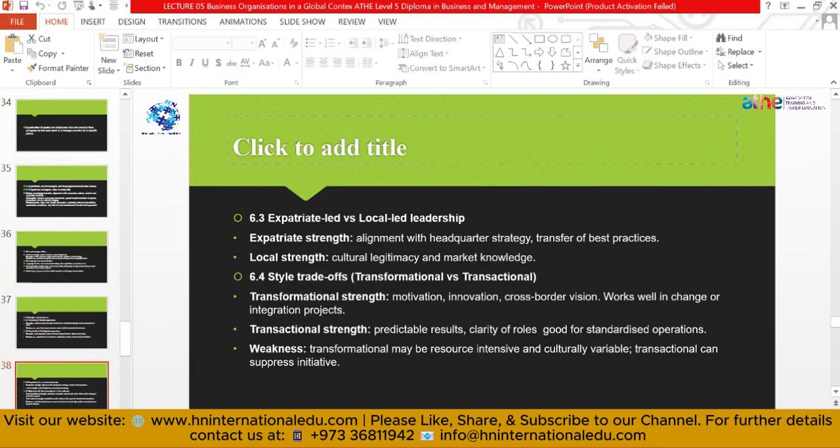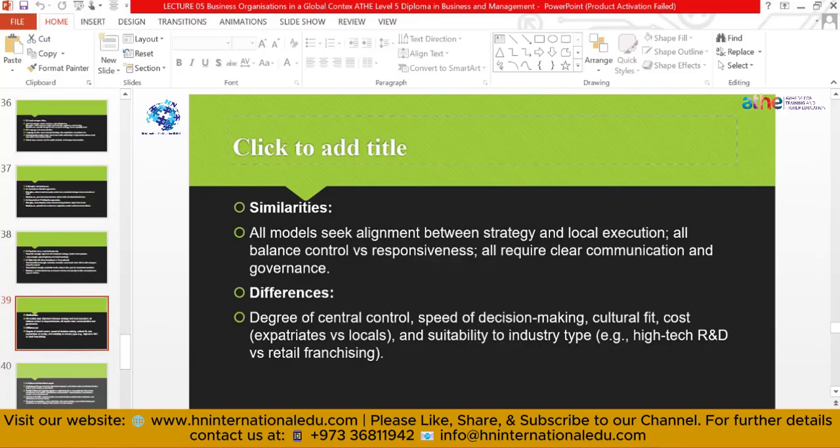Expertise and cultural variability. Whereas the transactional one can suppress the initiative because you're not taking any initiative. You're only working from within the daily activities going on in the organizations.